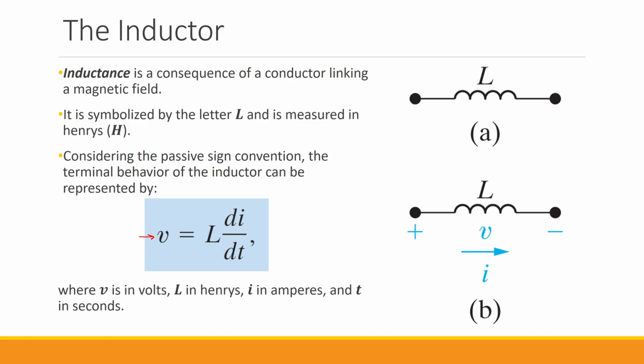measured in seconds. Up until now, for all the elements that we discussed, we didn't have anything to do with the derivative, right? But with inductors, and later on with capacitors, the relationship is not a simple multiplication or division like we had for the resistors using Ohm's law; we also have to take a derivative. So we have to take into account the change over time.